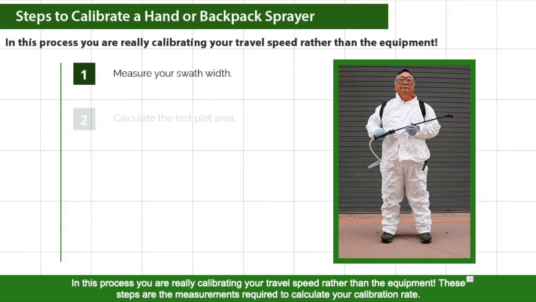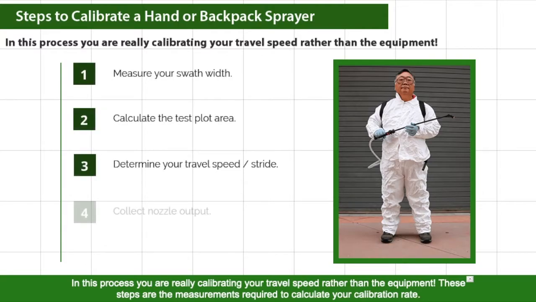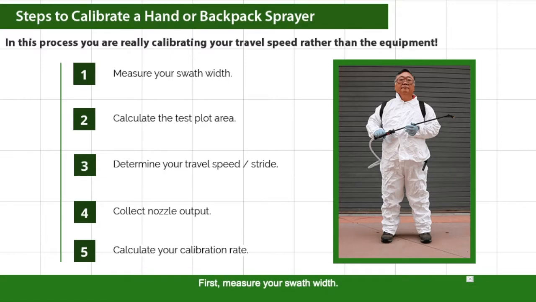In this process, you are really calibrating your travel speed rather than the equipment. These steps are the measurements required to calculate your calibration rate. First, measure your swath width. Second, calculate the test plot area. Third, determine your travel speed or stride. Fourth, collect the spray or the nozzle output. And lastly, calculate your calibration rate. Let's begin.